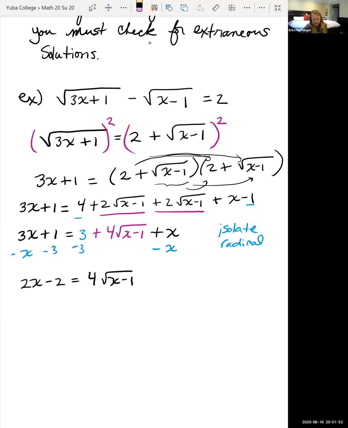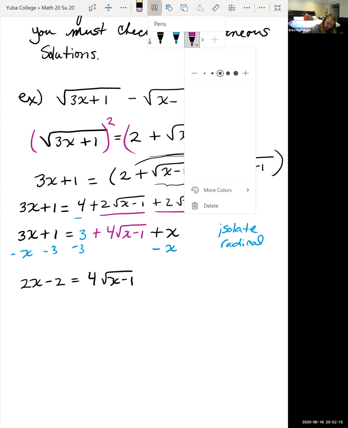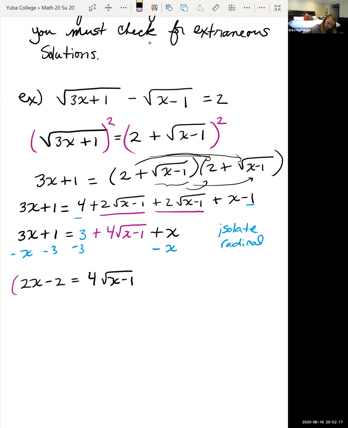So I personally don't like to deal with fractions if I don't have to. I could divide everything through by 4. But I also know, because that's strictly multiplication there, I can also square this. And I think it's easier just to go ahead and square it instead of dealing with fractions and squaring it. So that's what I'm going to do. So we need to square this 2x minus 2, and I'm going to square this 4 square root of x minus 1.